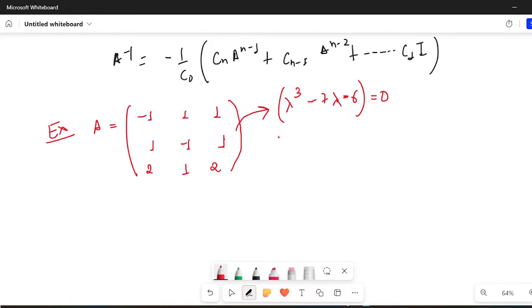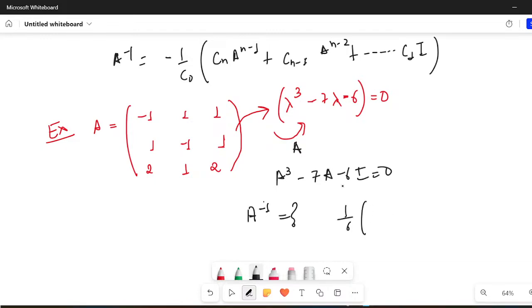Now, in order to find A inverse, let us replace lambda by A, because by the Cayley-Hamilton theorem we know that every matrix satisfies its characteristic equation. So you will get A cube minus 7A minus 6 identity is equal to 0. And if I want to find A inverse, it will be equal to 1 upon 6 times, if I take this on the other side, A square minus 7 times identity.